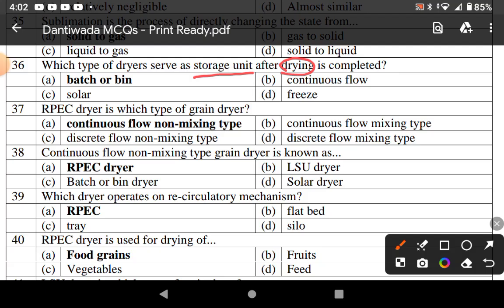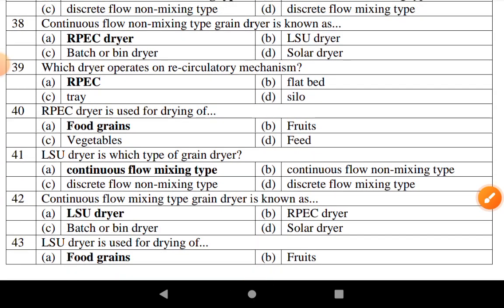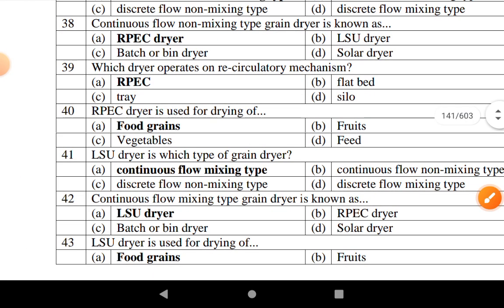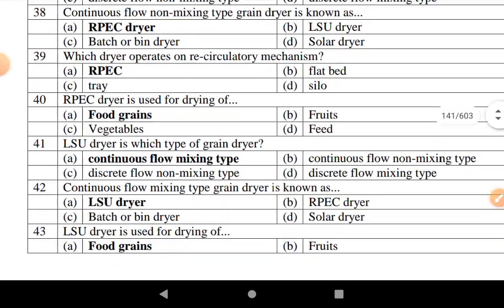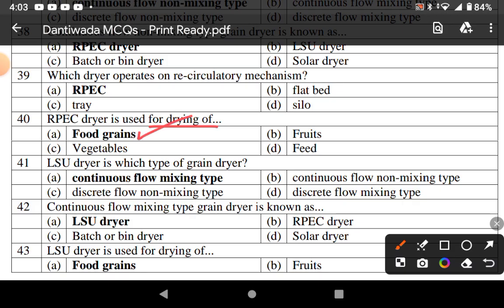RPEC dryer, which type of grain dryer? It is continuous flow non-mixing type. A continuous flow non-mixing type grain dryer is the RPEC dryer. The type of dryer that operates a recirculatory mechanism is RPEC. RPEC dryer is used for drying of food grains.